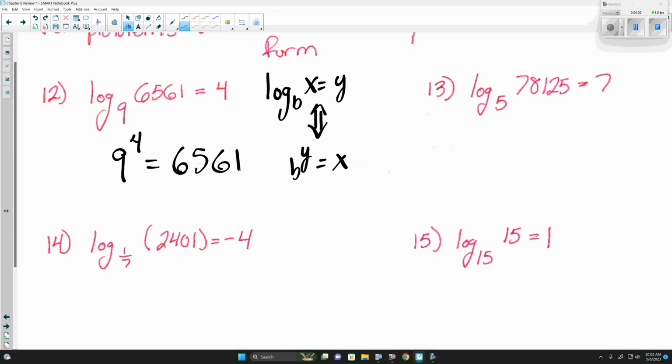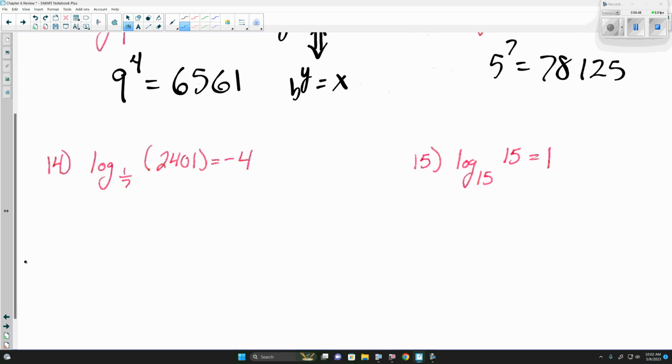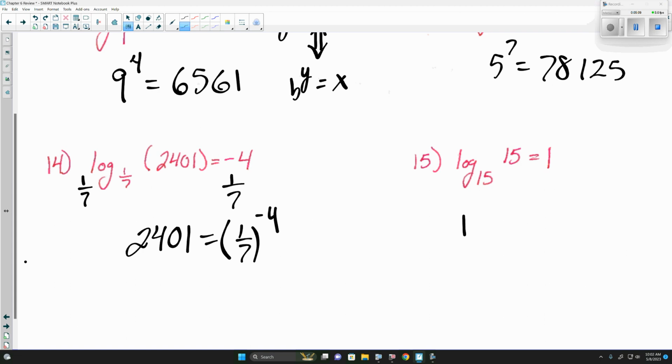How about number 13? $78,125, yep. And that's it. Now we could apply one of our properties, especially with solving, because if I wanted to solve this here, I would put both sides to the 1/7, which is telling me 2,401 is equal to 1/7 to the negative fourth. But it's still doing the same process. And last but not least, 15 to the first is equal to 15.